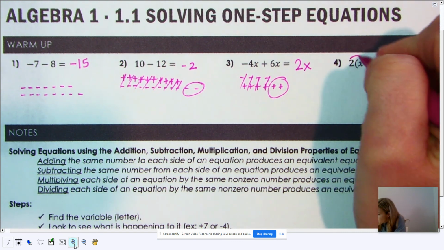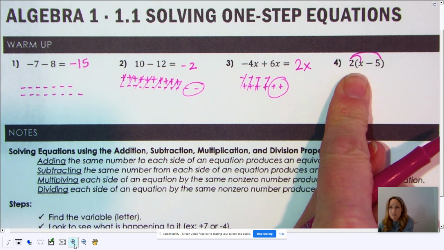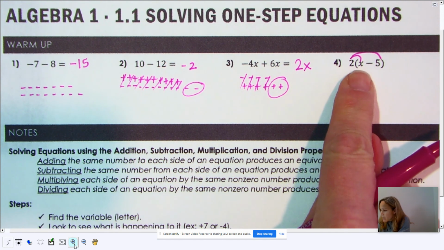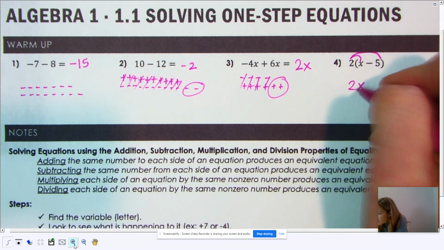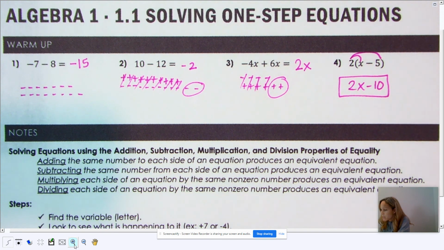Okay, for this one, we just distribute. Remember that anytime you have something touching parentheses, it means multiplication. So 2 times x would be 2x, and 2 times -5 would be -10. That would be your answer.